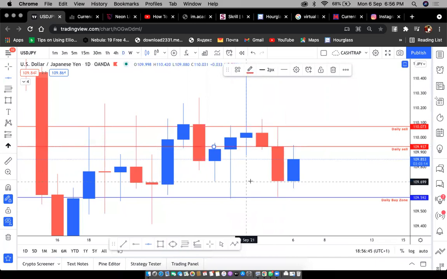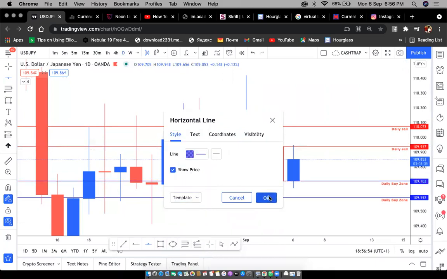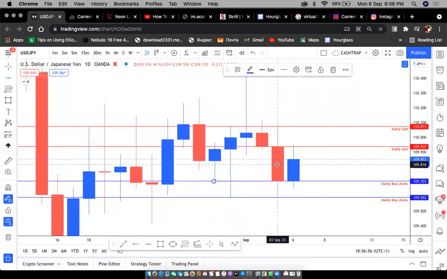Okay, now I can also look for the close and make it my daily buy, because that's the support right now. That's the support for the previous candle. Okay, now you have the high, which is the resistance, and the support of the previous candle.